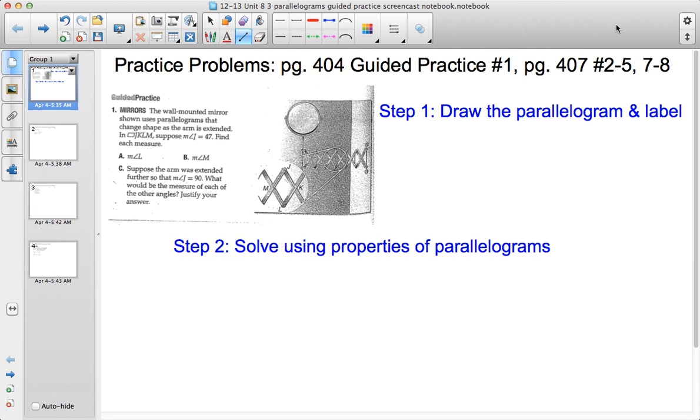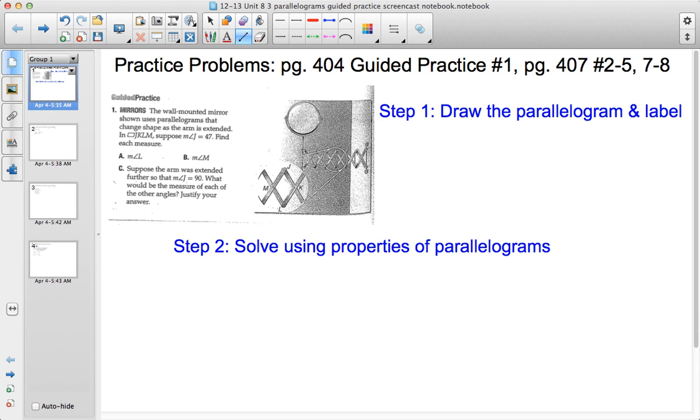All right, we're going to walk through 4 of the practice problems that I gave you, and then you will complete 3 of them on your own. The first one we're going to do was from page 404, guided practice number 1, and this one is more of a word problem. The wall-mounted mirror shown uses parallelograms that change shape as the arm is extended. In parallelogram JKLM, suppose the measure of angle J equals 47, and then find each measure.